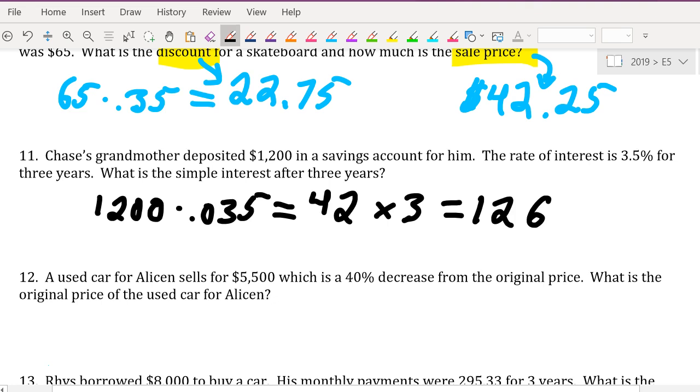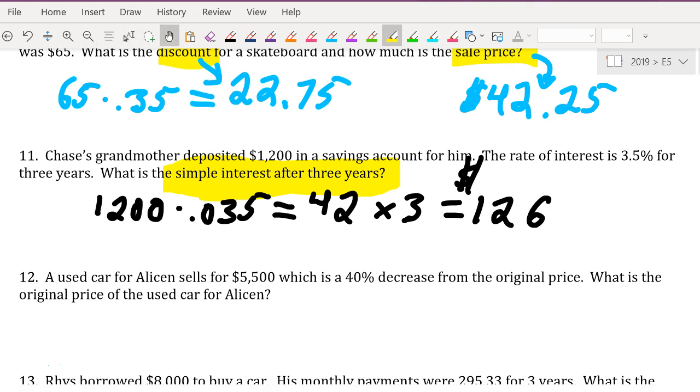How come there's a 1, but it's like 3.5 instead of 35%? Wouldn't it be 1.35? No, because they're asking for the amount of interest, not for the final amount in the bank account. But yes, if they were asking for the final amount in the bank account, you could do 1.035. Actually, you could do 1.035 for 3 years.